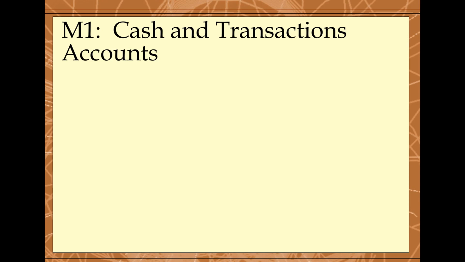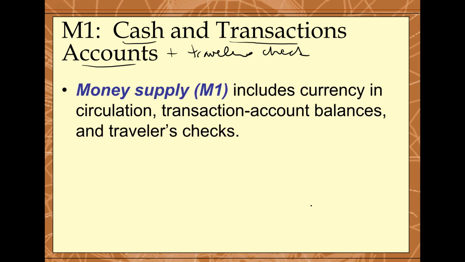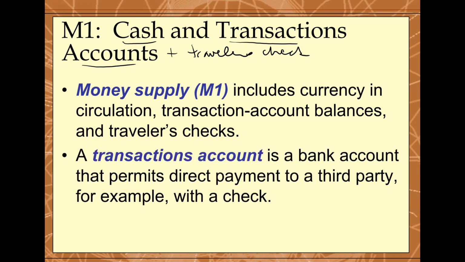And what do we have here? Well, we have cash and transaction accounts. And the other thing that you don't see is traveler's checks. And so M1 includes currency in circulation, transaction account balances, and traveler's checks. Now, transaction accounts, that's another fancy term for checking accounts.